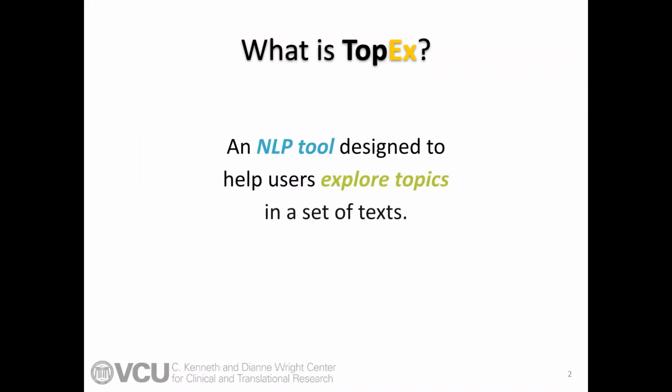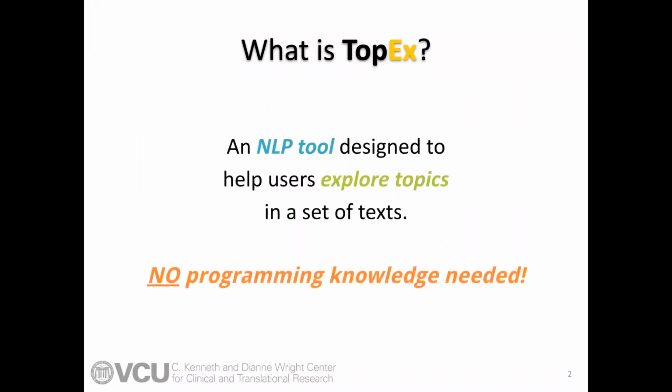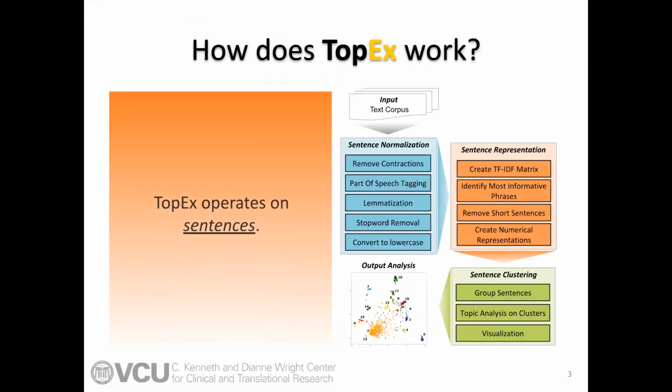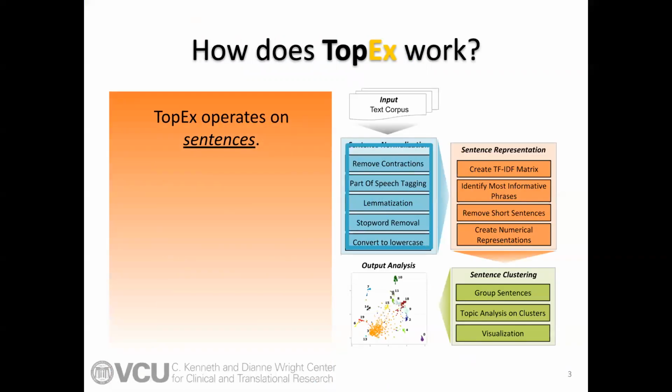TopEx is a natural language processing tool designed to help users quickly explore topics in a set of texts, also known as a corpus. And the best part is no programming or NLP experience is needed. TopEx operates on sentences. The first step in the TopEx pipeline is sentence identification and normalization, where the variability in written text is normalized. For example, contractions are all expanded and all characters are converted to lowercase.